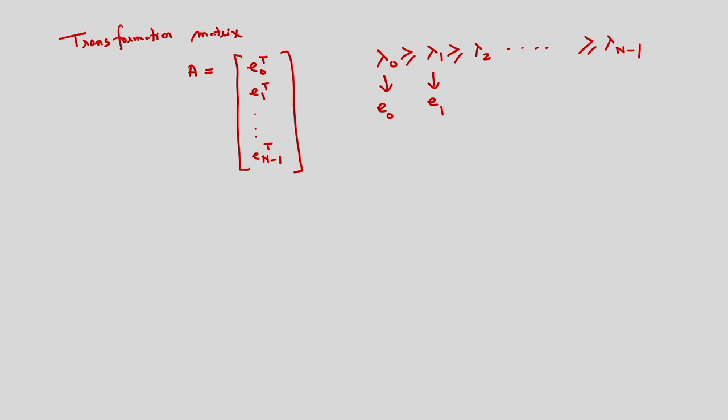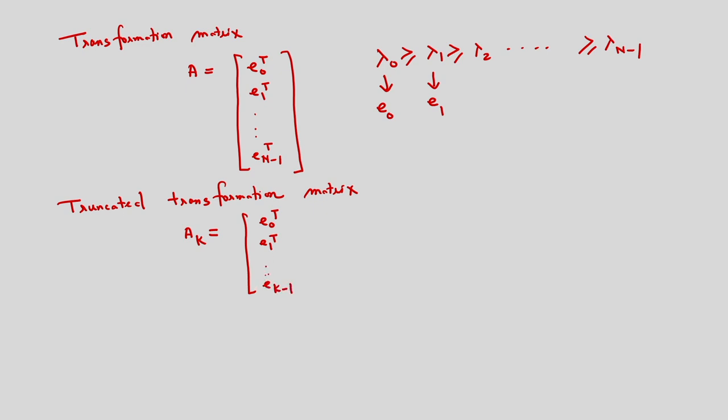After this, suppose we are considering the truncated transformation matrix, because in the truncated transformation matrix we have to consider k number of largest eigenvectors. So what is the truncated transformation matrix? We are considering only the k number of eigenvectors. The truncated transformation matrix is Ak, with rows e naught transpose, e1 transpose, like this, up to ek minus 1 transpose. So the first k eigenvectors we are considering correspond to the k largest eigenvalues.